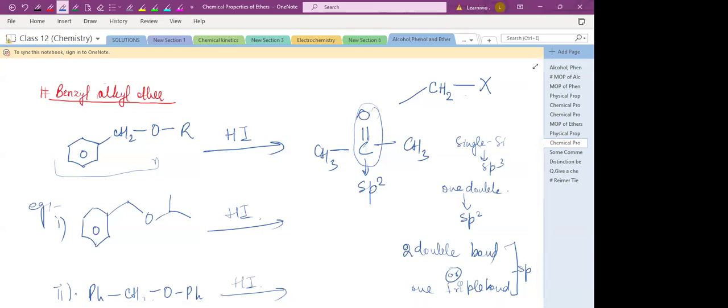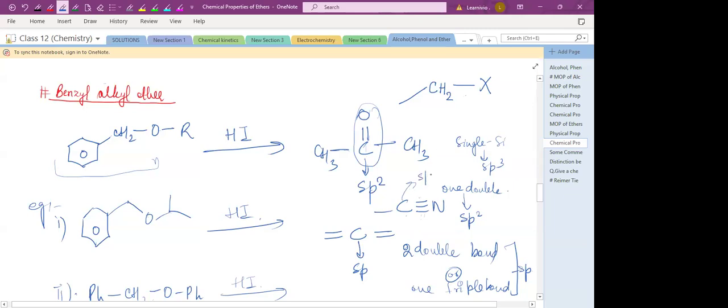Aisha, clear? Yes, ma'am. And if you see two double bonds, like here, two double bonds are present at this carbon, so its hybridization is sp, only sp. And if you see carbon and suppose nitrogen, this carbon and nitrogen bond, you can see there is one triple bond present यहाँ पे. So carbon का hybridization क्या हो जाएगा? It's sp.